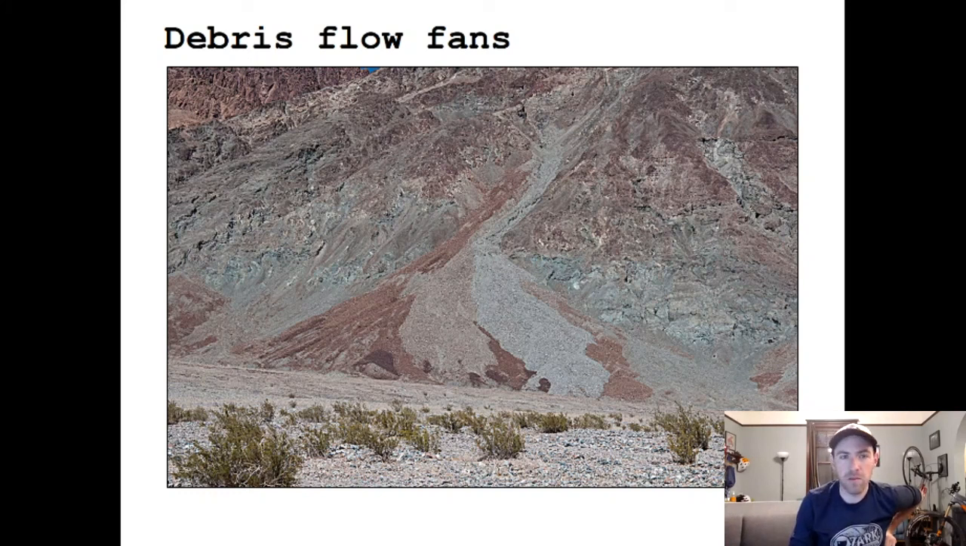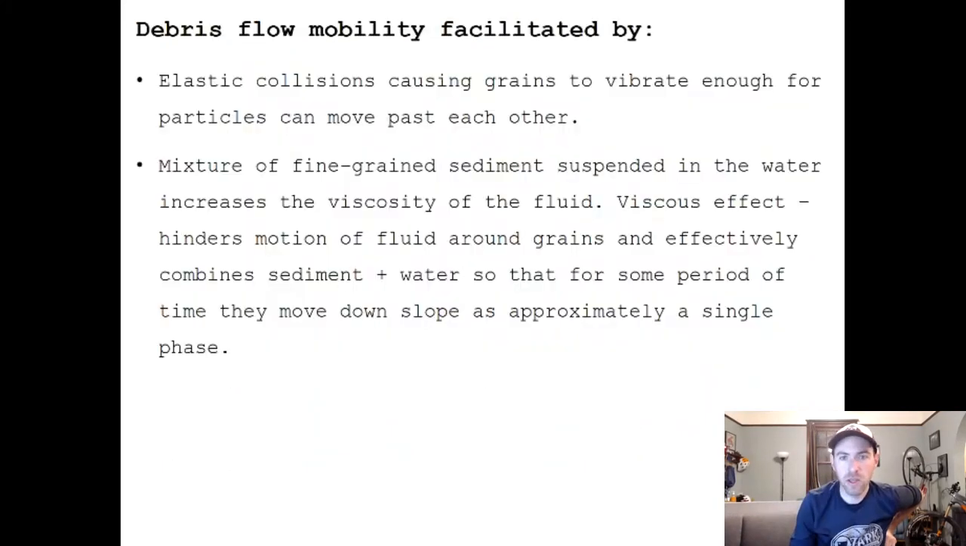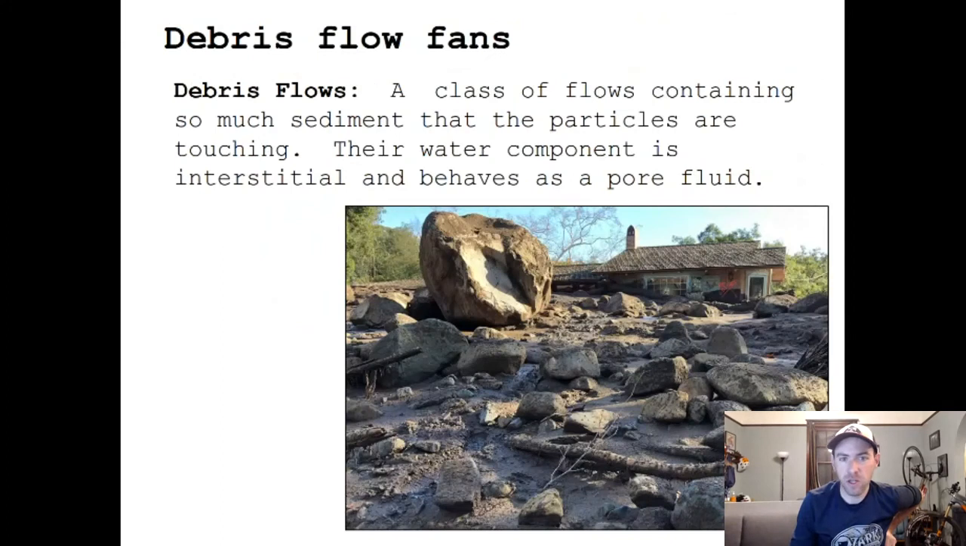I think the initial image that I showed at the beginning of this discussion was from Montecito, California, where a debris flow of a hugely mixed grain size range came out and basically buried part of that town quite a ways downslope.